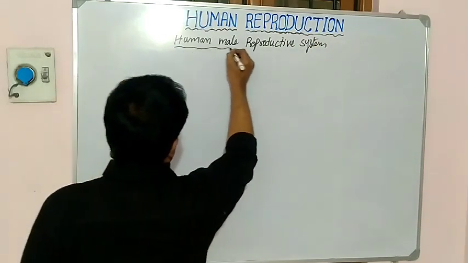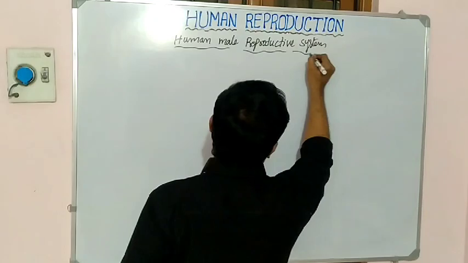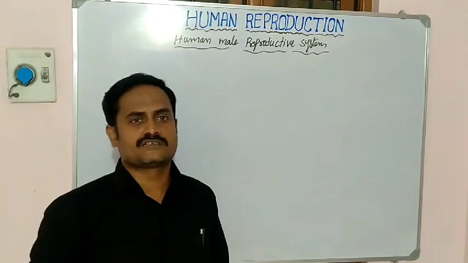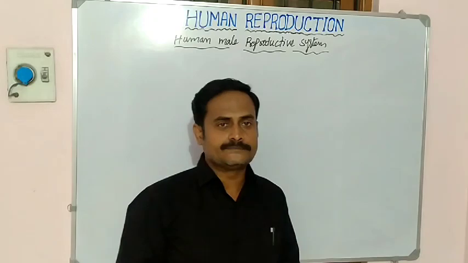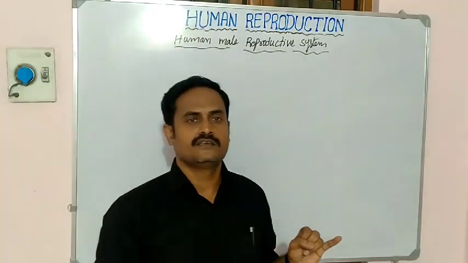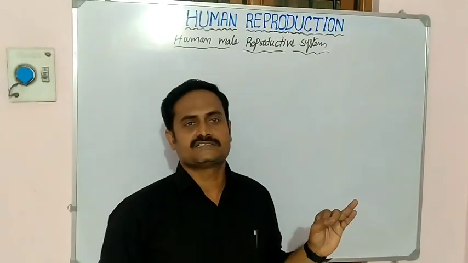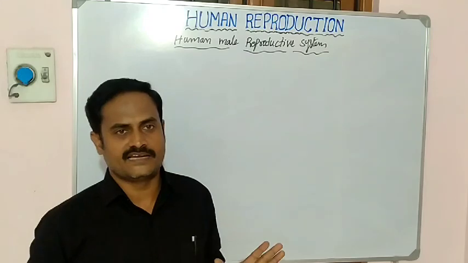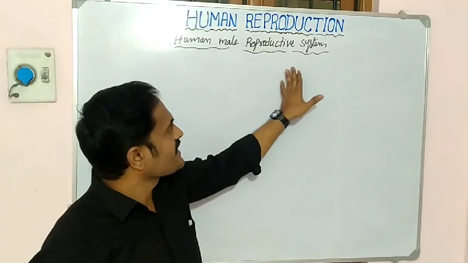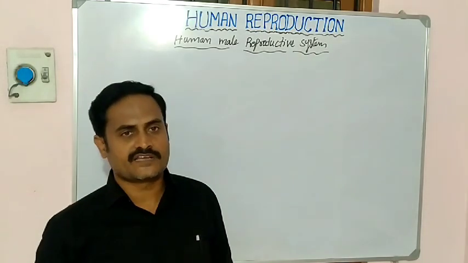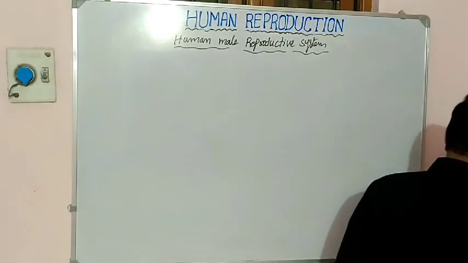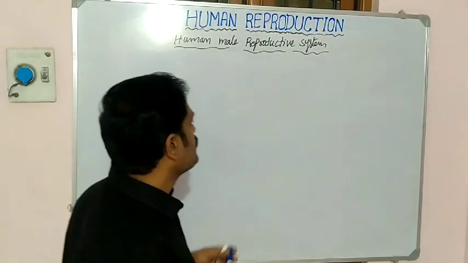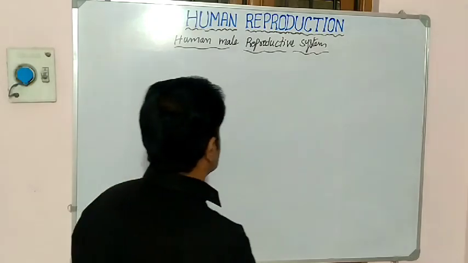See, already you know very well, the human male reproductive system consists of majorly three parts. What are they? Testes, accessory ducts and accessory glands. So how are they arranged in the reproductive system? Now I am going to draw the diagram of the human male reproductive system.